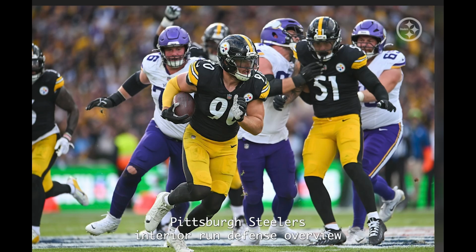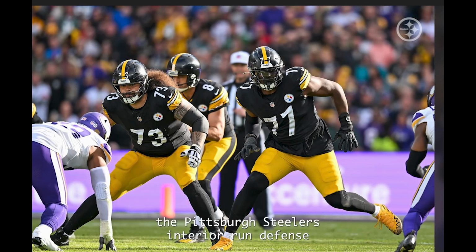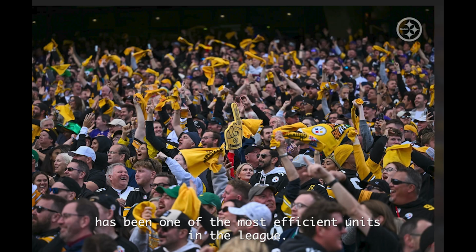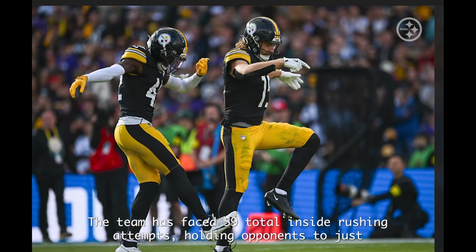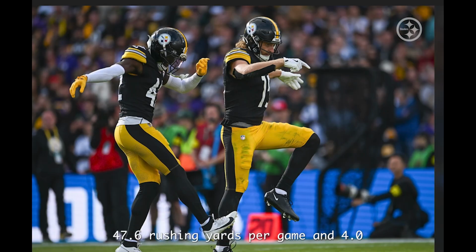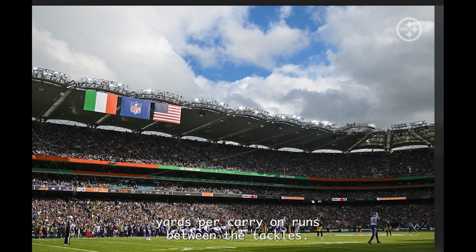Pittsburgh Steelers Interior Run Defense Overview, 2025 season through Week 5. Through the first 5 games of the 2025 season, the Pittsburgh Steelers' interior run defense has been one of the most efficient units in the league. The team has faced 59 total inside rushing attempts, holding opponents to just 47.6 rushing yards per game and 4.0 yards per carry on runs between the tackles.